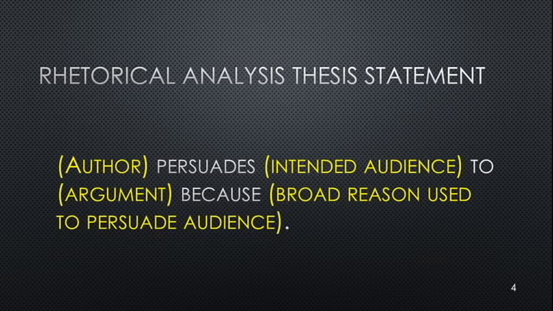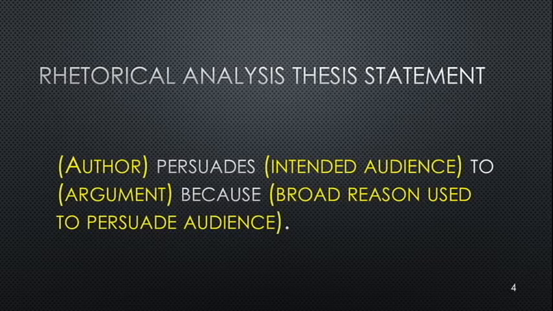The yellow words are the ones that you want to replace with information from the text. So the author persuades the intended audience to the argument because, and then the broad reason used to persuade the audience. Now, I bet you're thinking that this information looks really familiar, and you'd be correct.